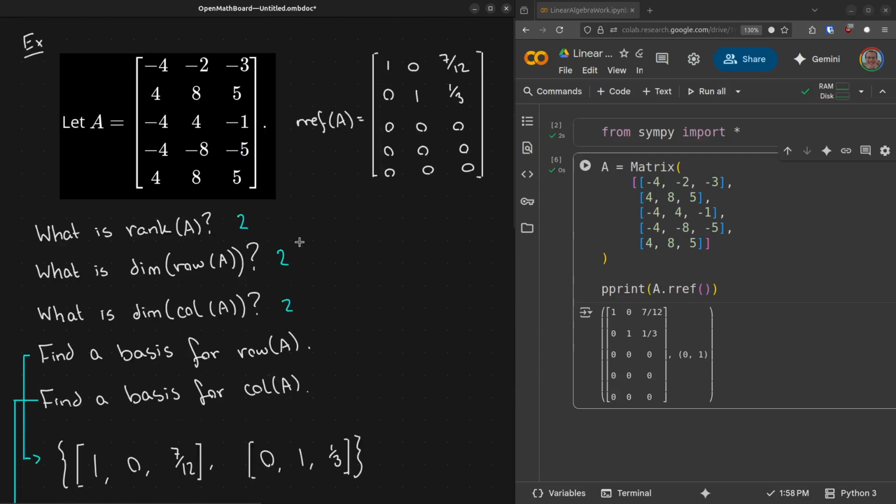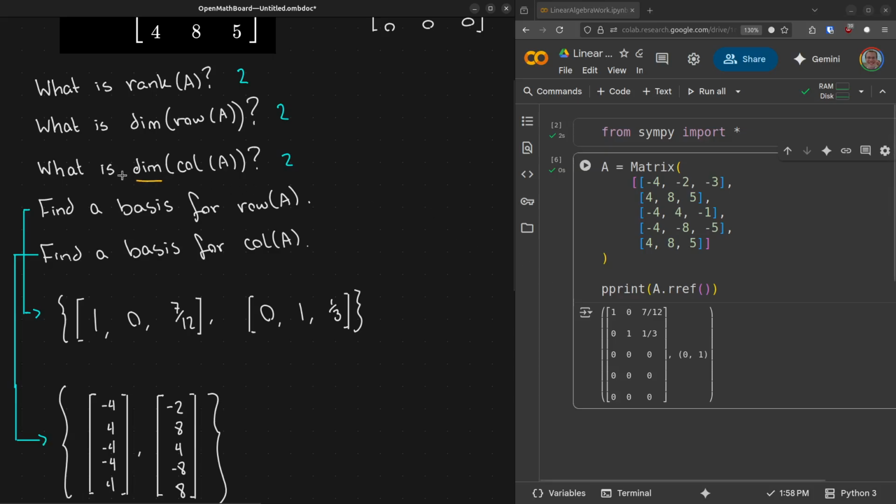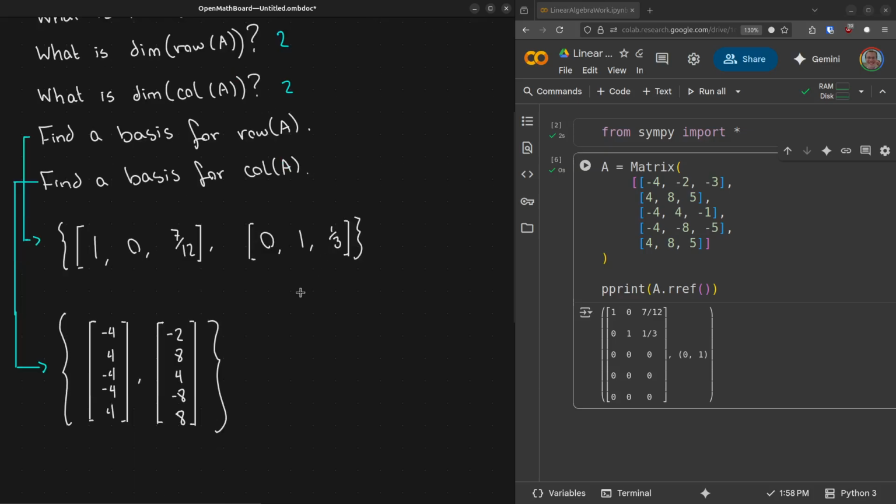And the last column of the reduced row echelon form of A does not have a leading entry in it, which means I will not add this last column of matrix A to my basis. I end up with 2 vectors in my basis for the column space of A. That makes sense because I know the dimension of the column space of A is equal to the rank, which is 2. I should have 2 vectors in the basis for the column space of A.